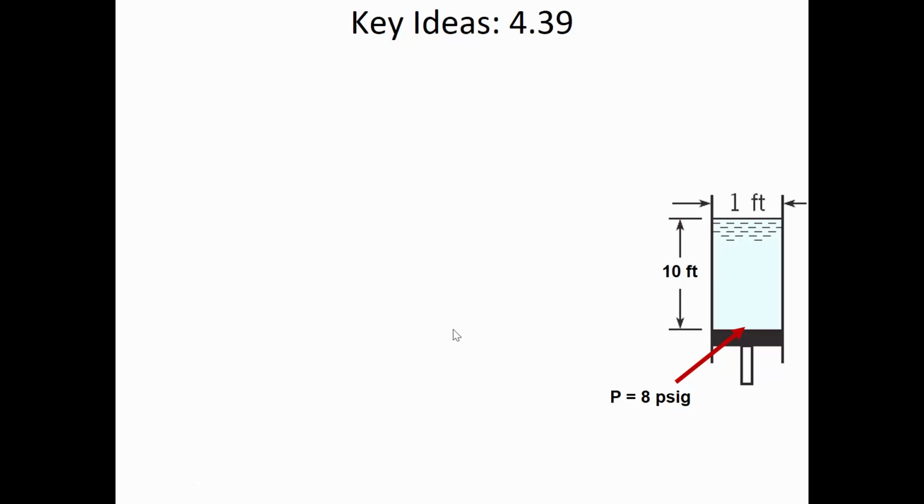Okay, just for a moment, I want to jump in with a little bit of information about problem 39 from your homework. In the problem, they say that there's a piston that is connected to a container of water, and the diameter of the container is 1 foot. The depth of water inside of the piston is 10 feet. They measured the pressure at the bottom of the piston, and the pressure is 8 psig. Who can interpret what psig means?